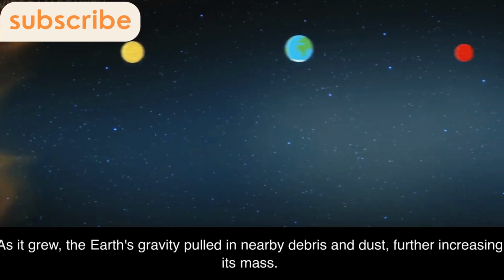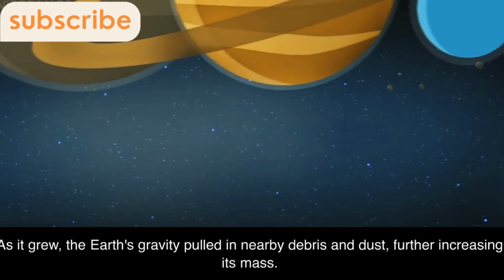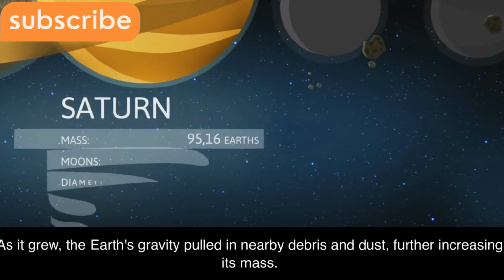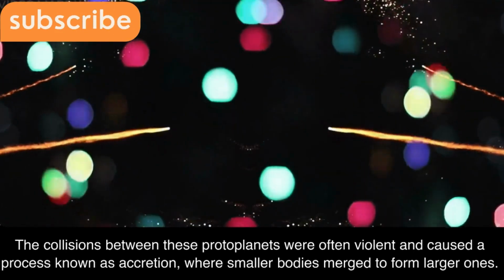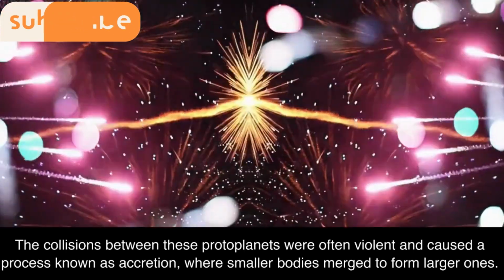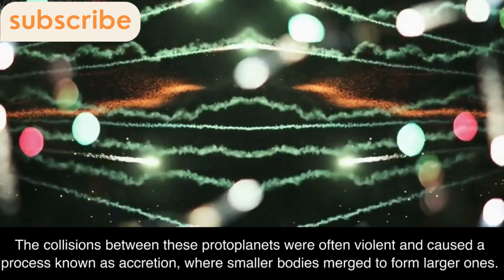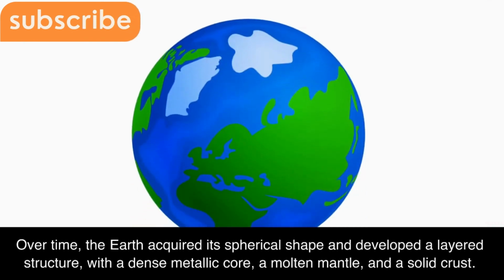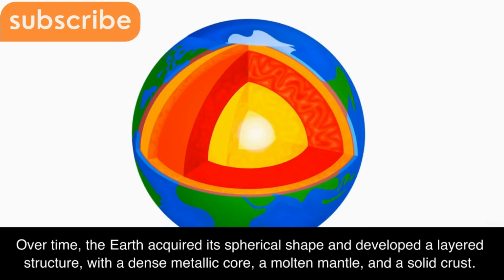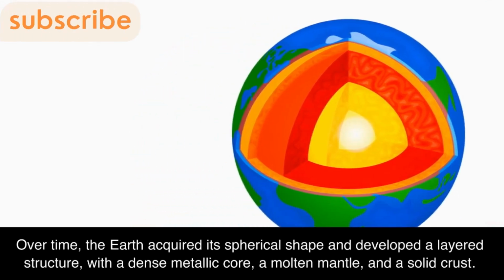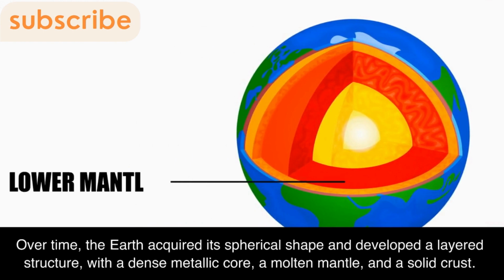As it grew, the Earth's gravity pulled in nearby debris and dust, further increasing its mass. The collisions between these protoplanets were often violent and caused a process known as accretion, where smaller bodies merged to form larger ones. Over time, the Earth acquired its spherical shape and developed a layered structure, with a dense metallic core, a molten mantle, and a solid crust.